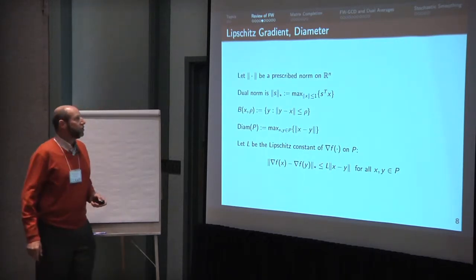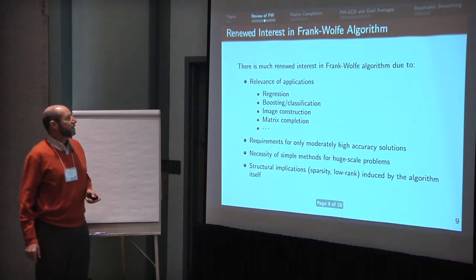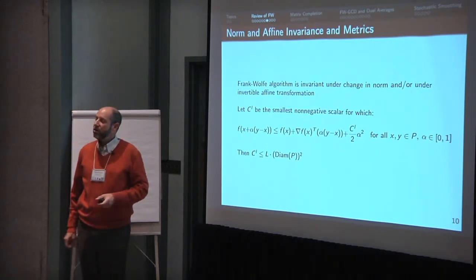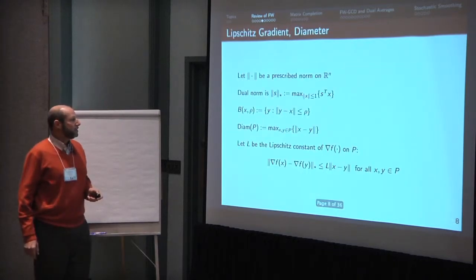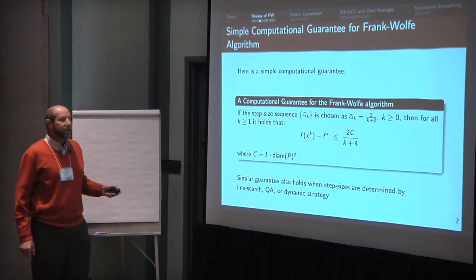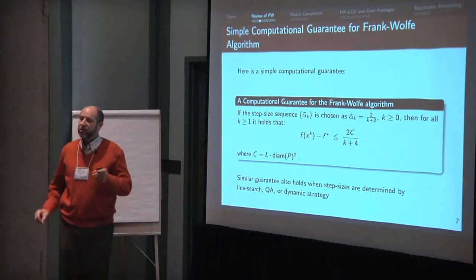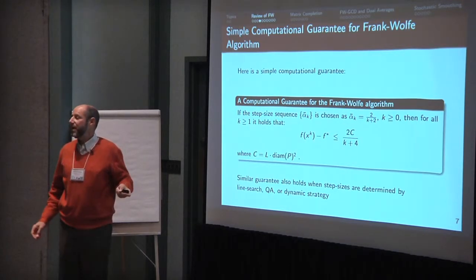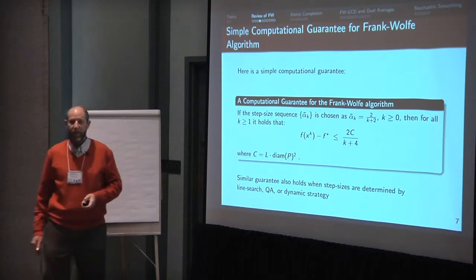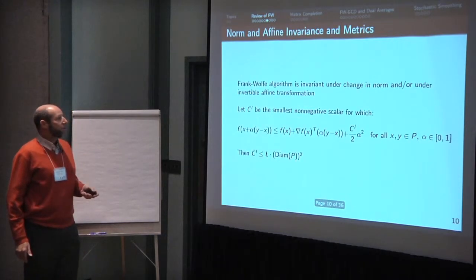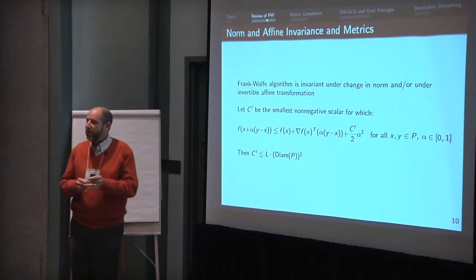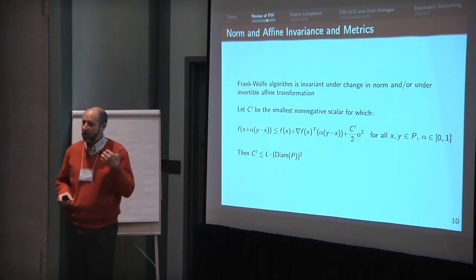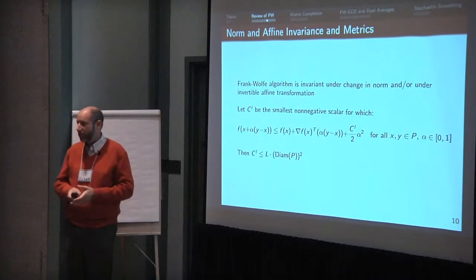Okay? Now there's a curious thing here that's going on or not going on, which is, as I've written it, this bound depends on your choice of norm, but the algorithm does not depend on any choice of norm. Okay? And so, in fact, one can give norm invariant versions of all the results.